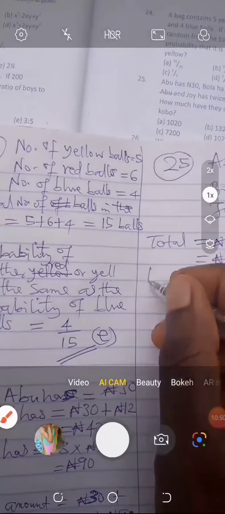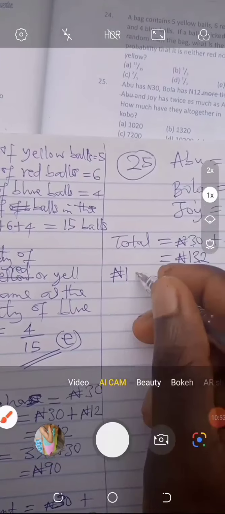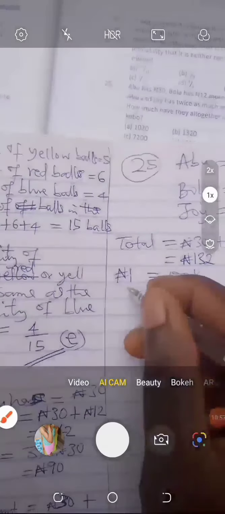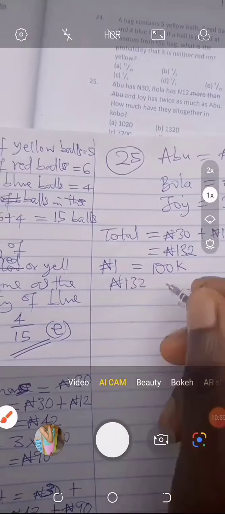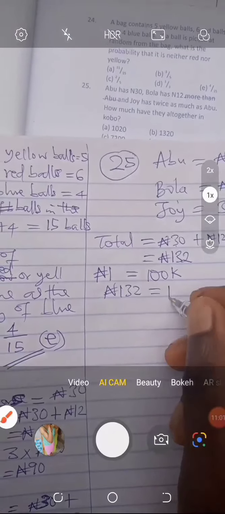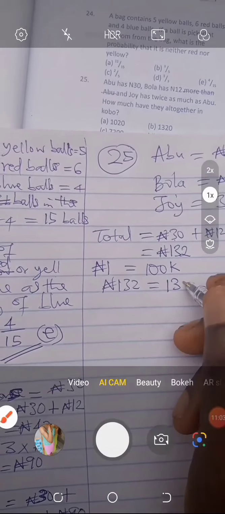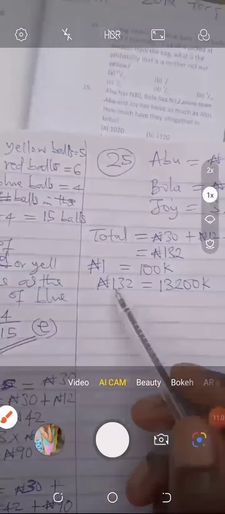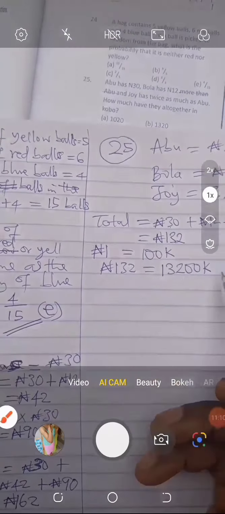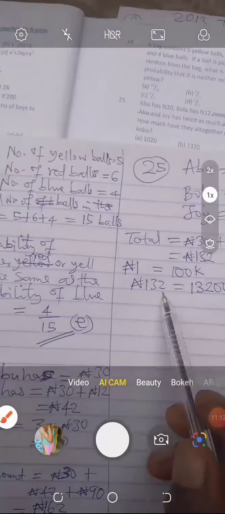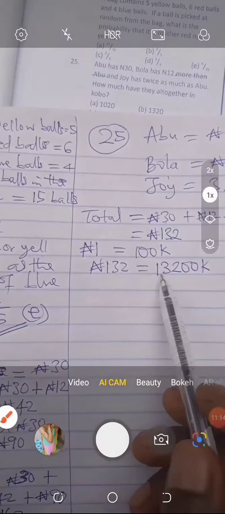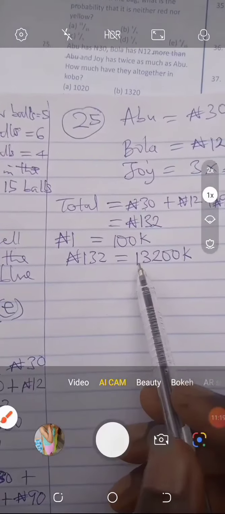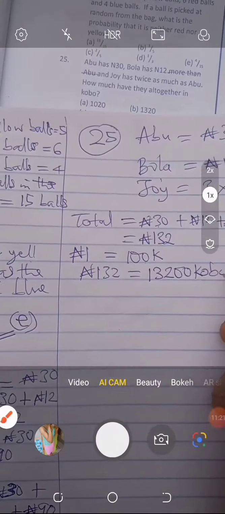So taking it to kobo, remember that I said 1 naira is equal to 100 kobo. So that means 132 naira will be equal to 13,200 kobo. You just multiply 132 times 100 to get this. Now, how do you do that very fast? 132 times 1, we have 132. So you pick the two 0s and add them at the back of what you have. Then you just have your answer easily.